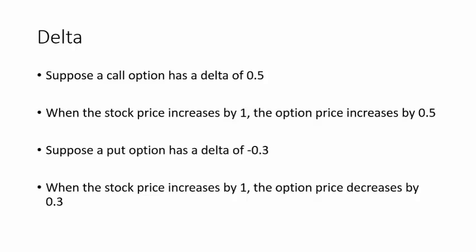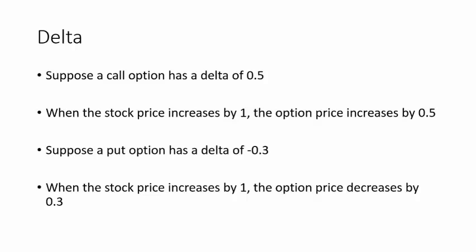So that's a call option. Now let's think about the example of a put option. So suppose a put option has a delta of minus 0.3. Remember that put options always have delta that's negative. Alright, it's between minus 1 and 0. So how can we interpret this? The way to interpret this is that when the stock price increases by 1, the option price decreases by 0.3. Right, so the reason we have a decrease is because the delta is negative. Right, so if the stock price goes up by 1 rupee, then the value of the put option will fall by 0.3 rupees.